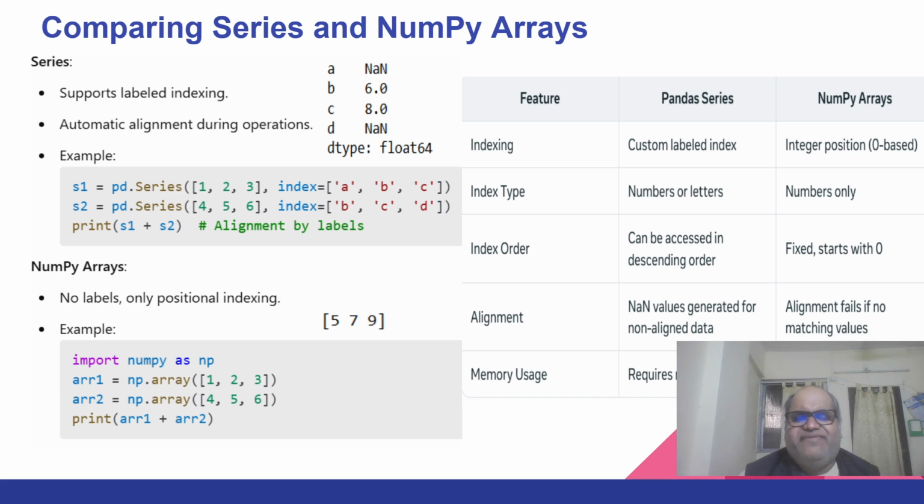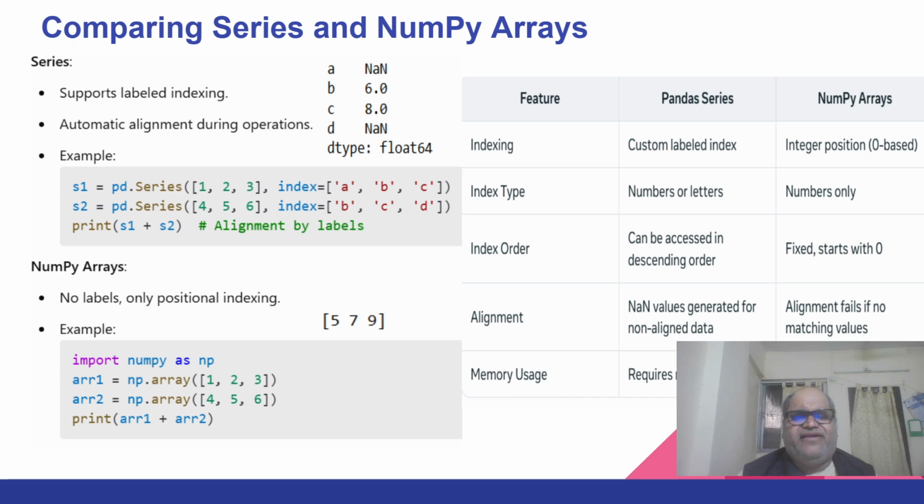Index order can be accessed in descending order. So we can access our index in descending or ascending order, while NumPy arrays are fixed and start with 0. Alignment. If your data is not aligned, it means one data set has a different index and another data set has a different index. In that case, NaN values are generated for non-aligned data, while alignment fails if no matching values are found in the case of NumPy arrays.